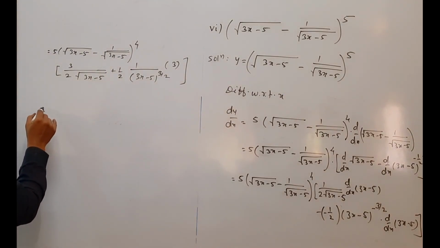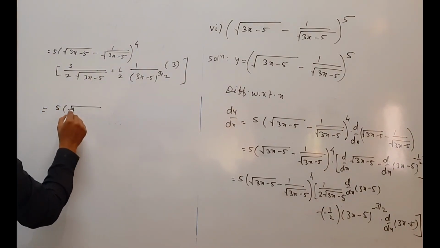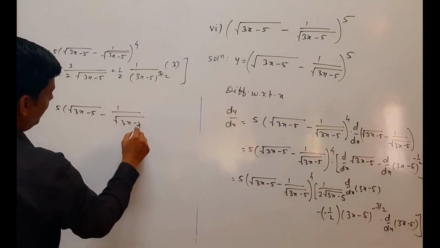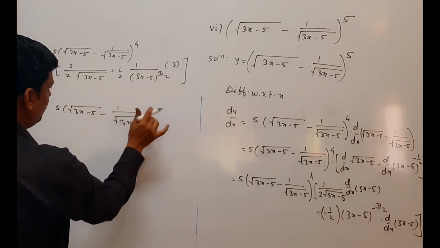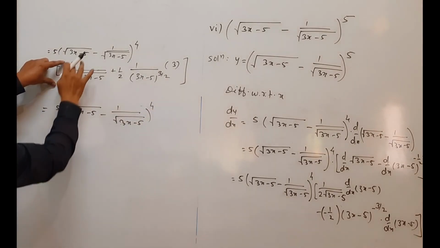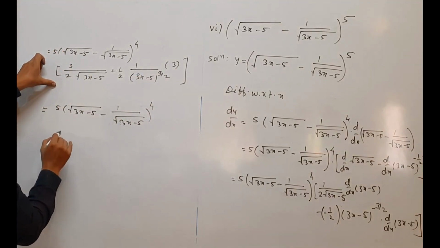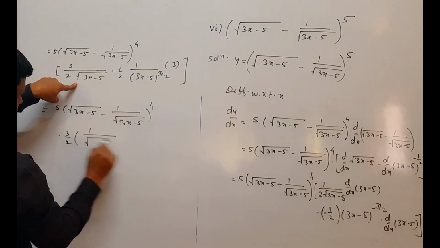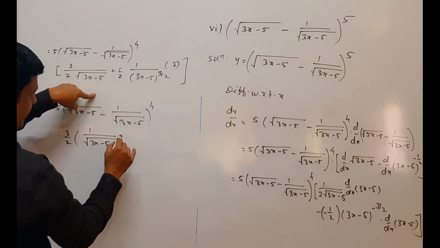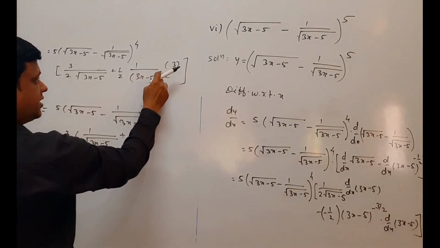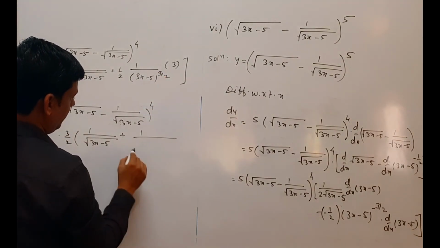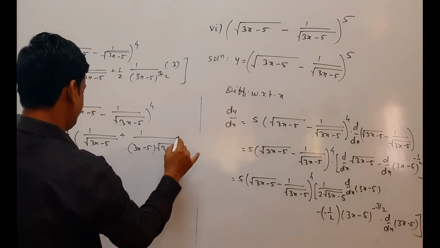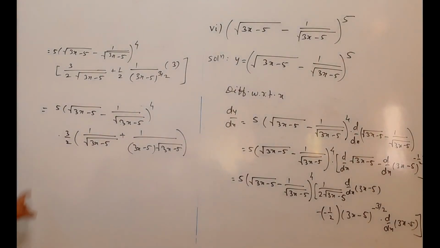So in this way, we get 5 in bracket root 3x minus 5 minus 1 upon root 3x minus 5 bracket raised to the power 4. So you can take common 3 by 2, 3 by 2. So into 3 by 2 in bracket, we write here 1 upon root 3x minus 5 plus we take 3 by 2 common. So this 3 by 2 can be written as 1 upon 3x minus 5 into root 3x minus 5. So this will be the required answer.